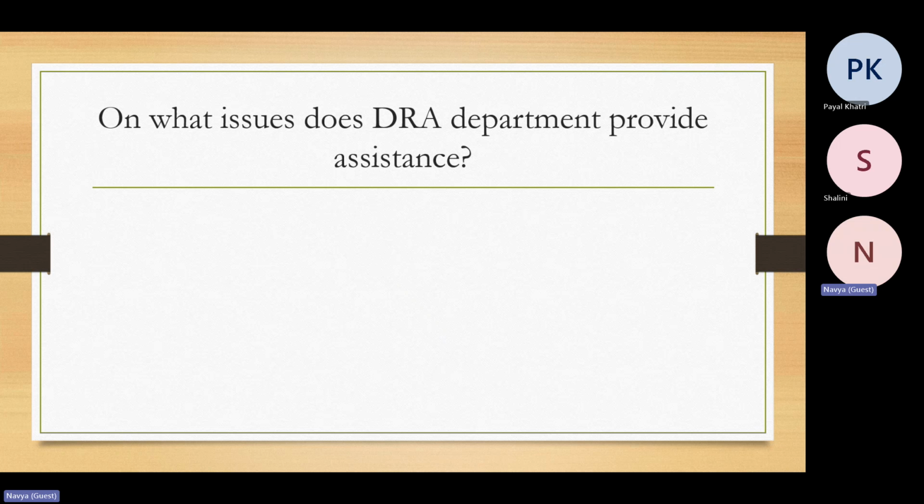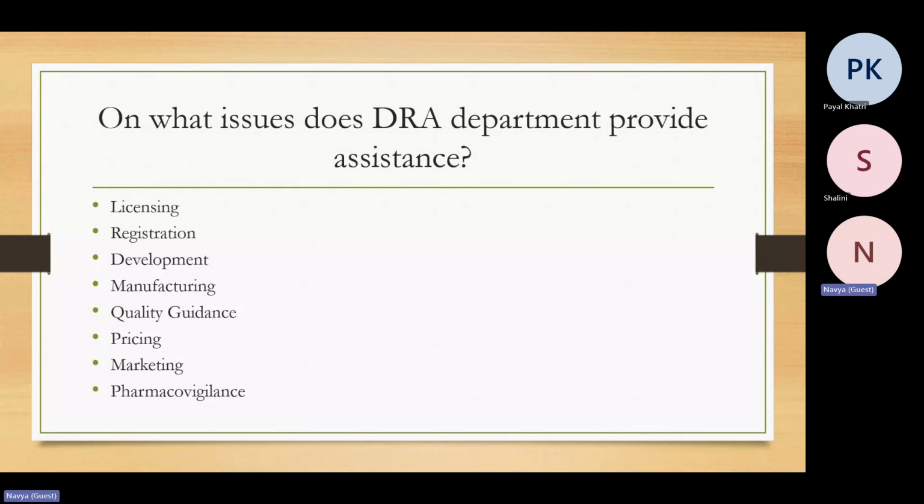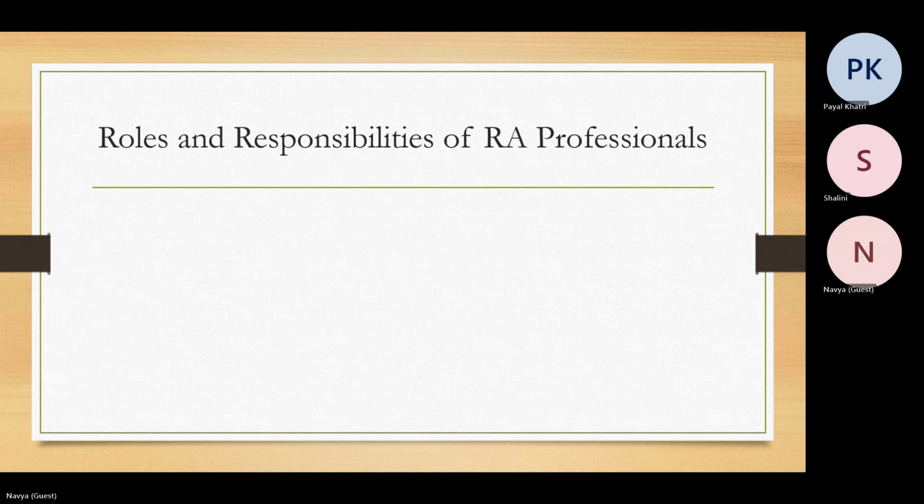On what issues does the RA department provide assistance? These are a few things. One is licensing, that is getting a marketing authorization approval, registration in that particular country; development of a drug product, manufacturing, quality guidance, pricing, marketing, and pharmacovigilance. So we are providing assistance on these different things.